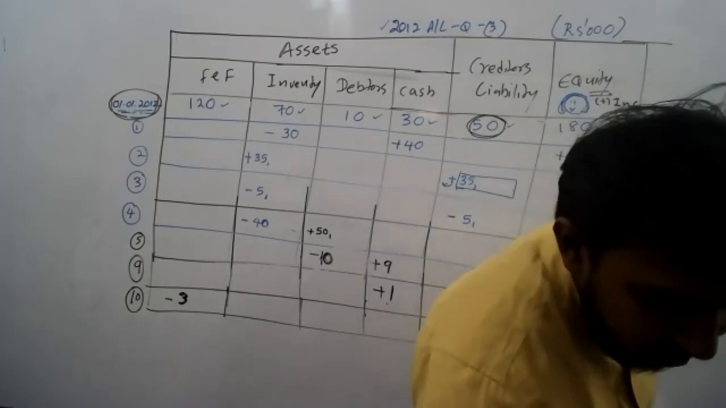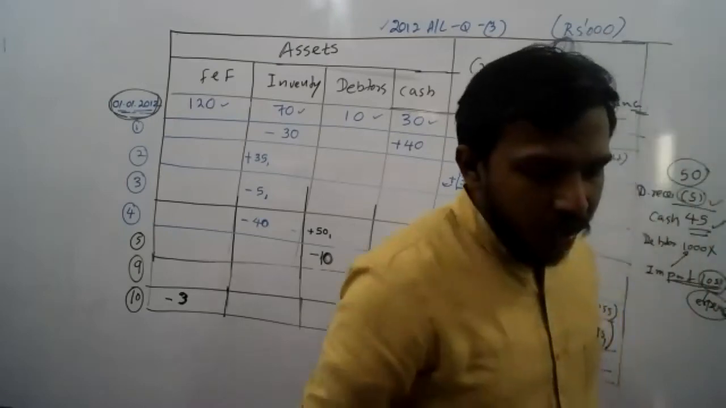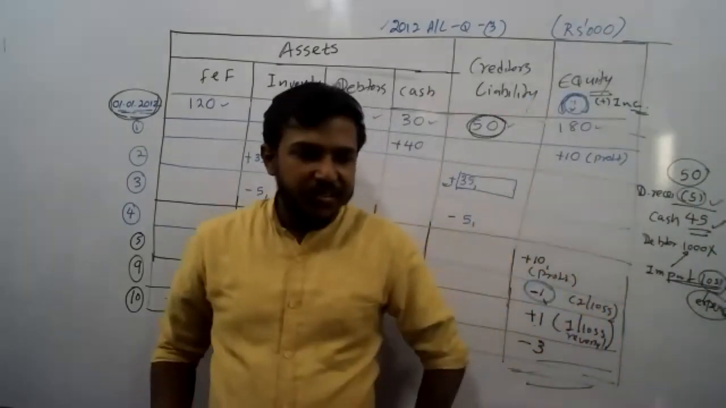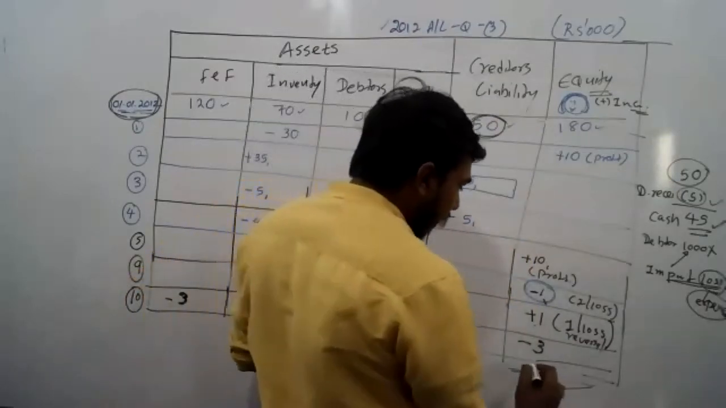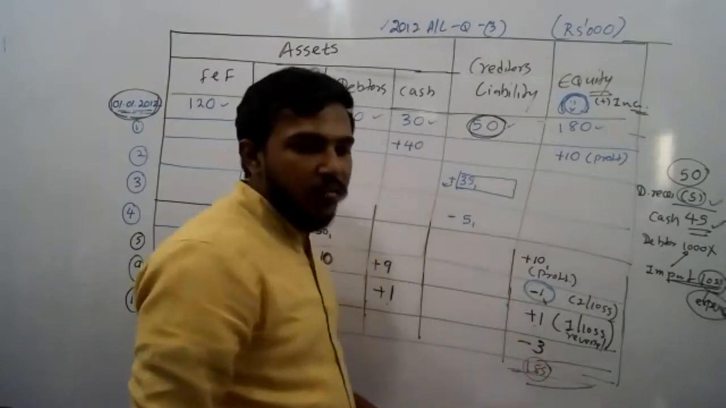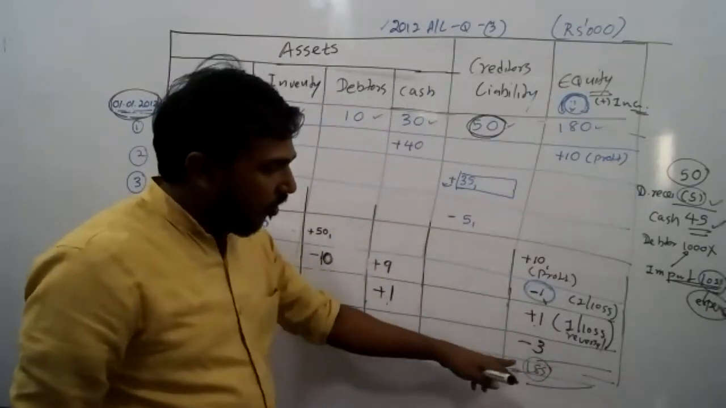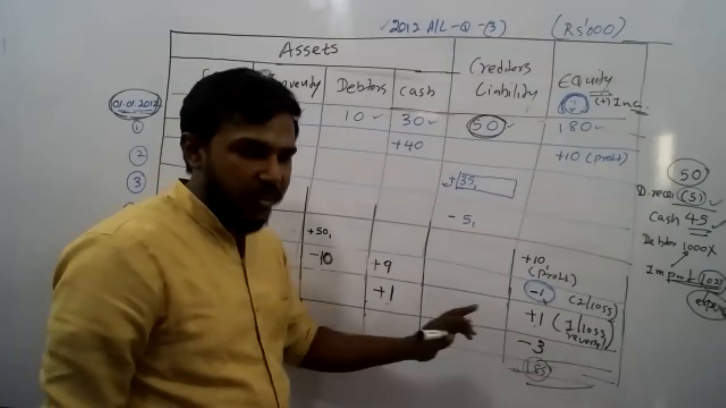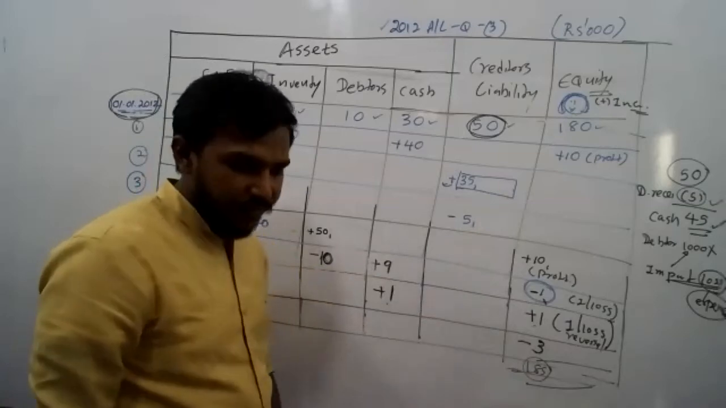You can use the calculator and get it done. Now you have taken the answers. The equity total is 185. This is the total for the equity column. It's how much? 180. Total of equity column is 180, right?